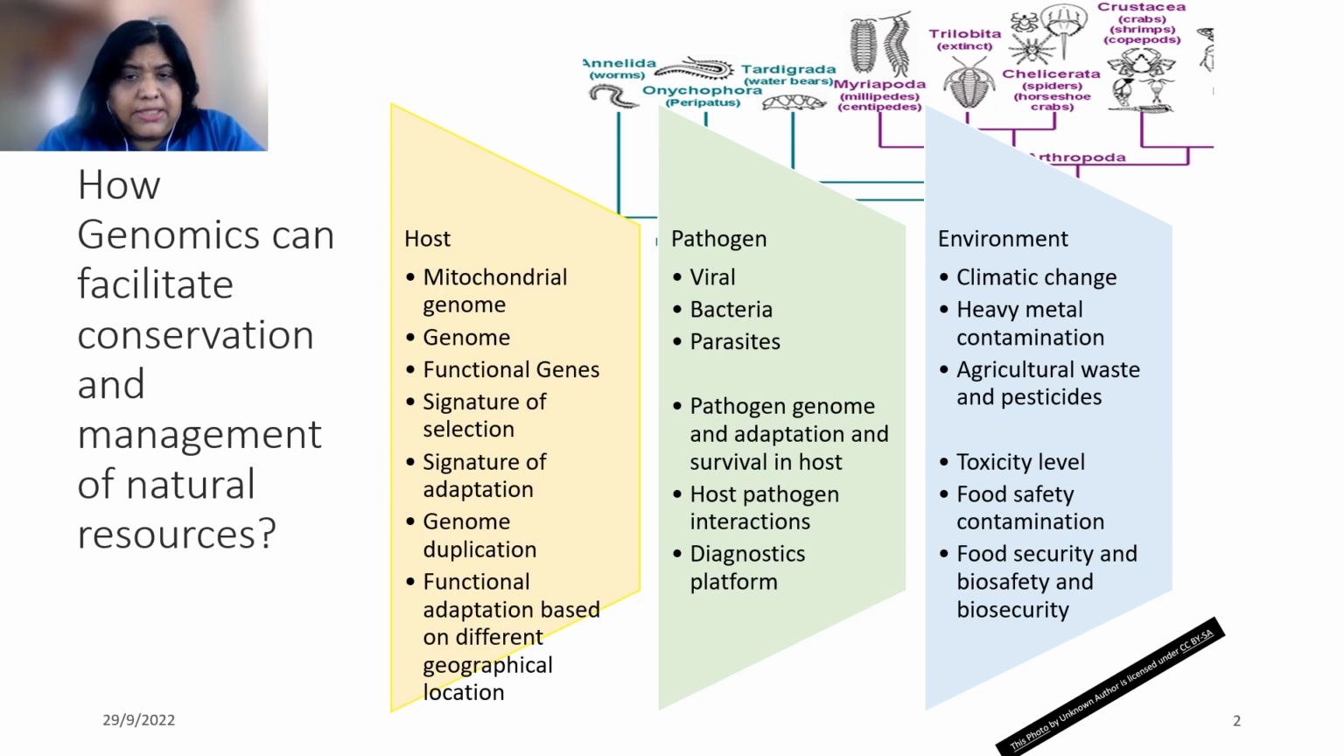And the third component is the environment. As you know, climate change has an effect, and reports have shown there is a lot of heavy metal contamination happening in the water, in the soil, and so on. This is due to agriculture waste and pesticides. And this actually has an effect on global health in terms of toxicity and food safety contamination, and of course, we look at it holistically from the perspective of food security and biosafety.